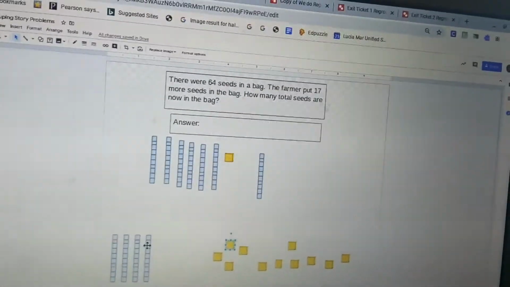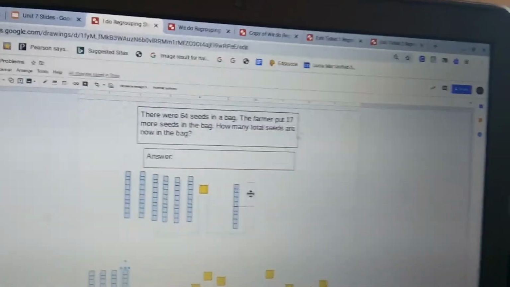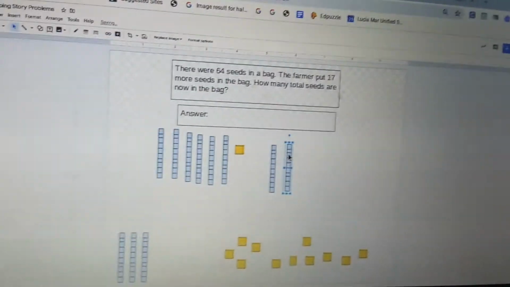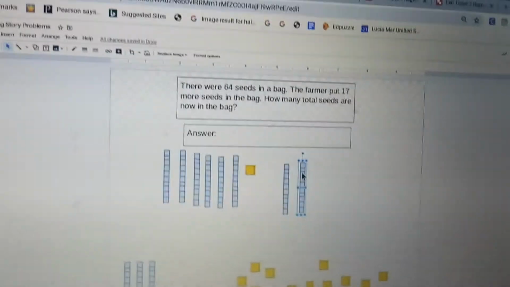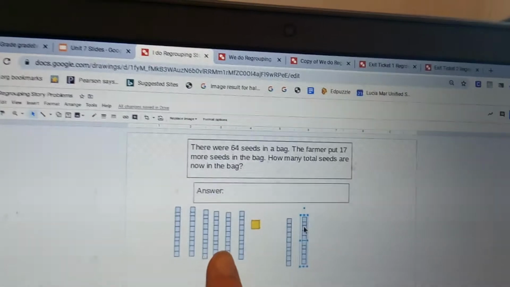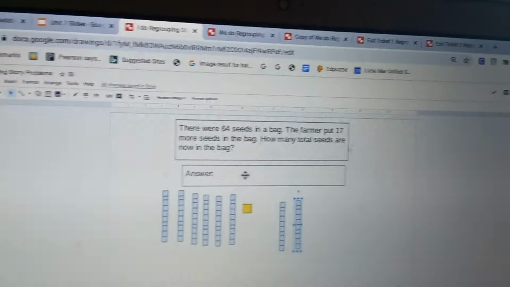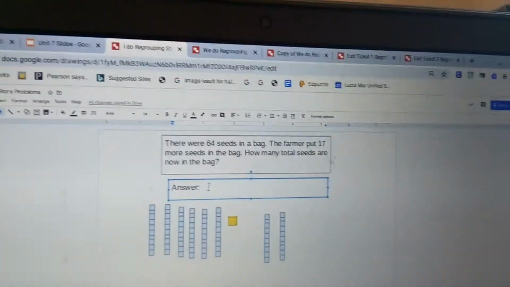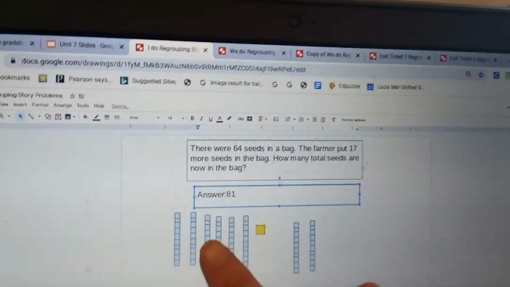Now because I pulled 10 of those down, let's pull one of these sticks up because I traded 10 ones units for 1 stick of 10. So I just regrouped. Now I can find my answer by counting my 10 sticks and my 1 unit. So I'm going to count by tens. 10, 20, 30, 40, 50, 60, 70, 80. 81. So my answer is 81. And I'm going to click in the text box and I'm going to type in 81. 8 for the 8 tens, 1 for the 1 ones unit.